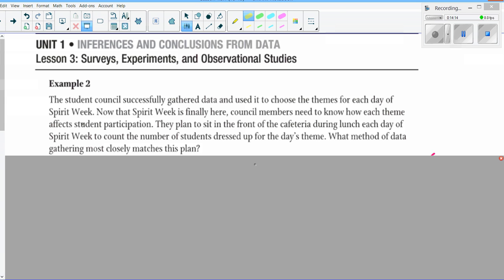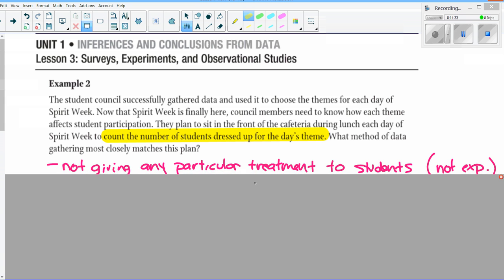Okay, so this is the important part that I would highlight or underline. They plan to sit in front of the cafeteria during lunch each day to count the number of students dressed up for the day's theme. So notice nowhere in there did it say that they were going to interact with them. Nowhere in there did it say that they were going to entice them. They're just counting. Okay, so we should have an idea of what that means.